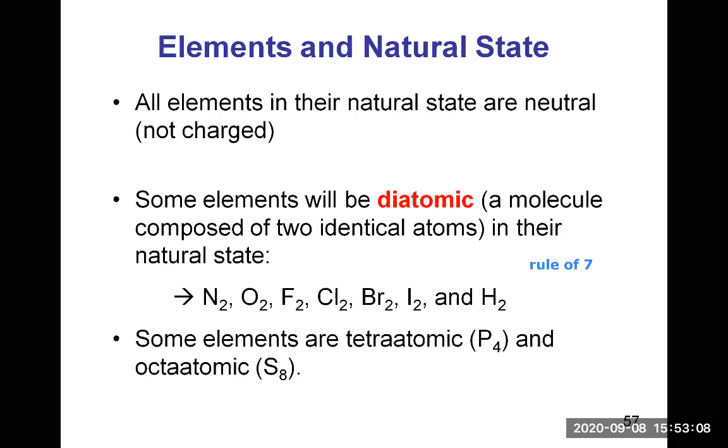And some elements are even tetraatomic, like phosphorus, which is found as P4, so 4 atoms of phosphorus bonded together. And some are octaatomic, like sulfur, which is found as an S8 molecule made of 8 atoms of sulfur.